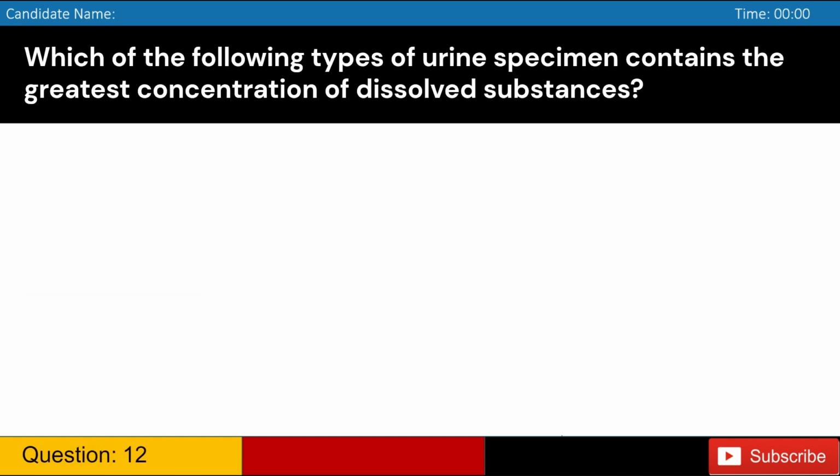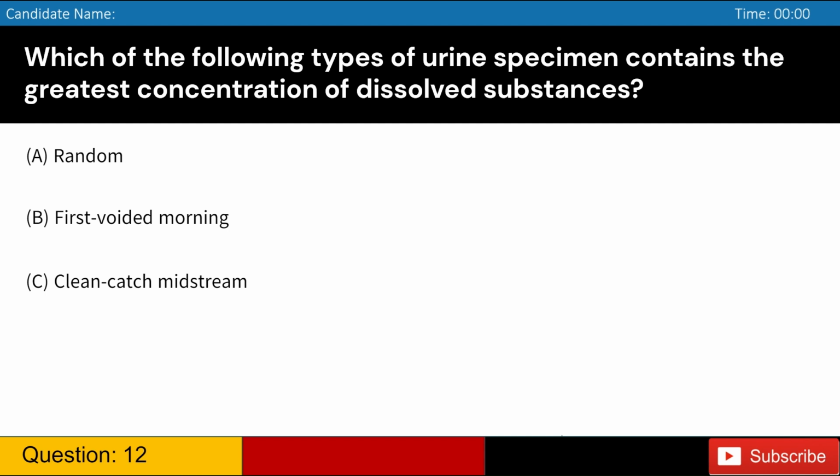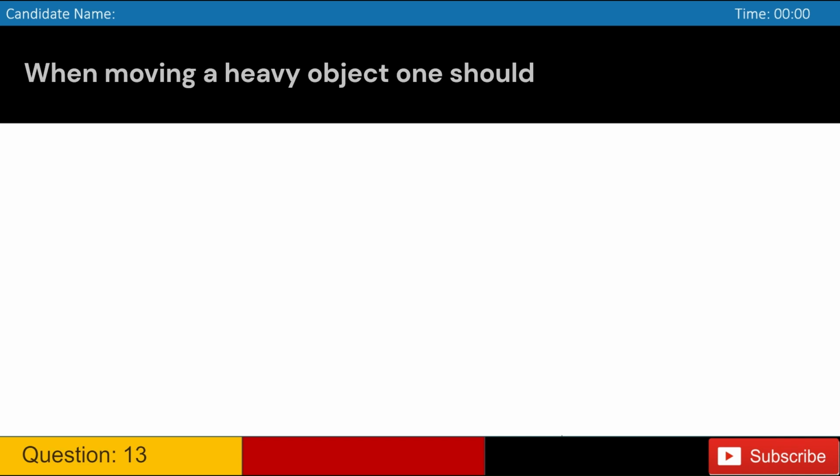Which of the following types of urine specimen contains the greatest concentration of dissolved substances? A. Random. B. First voided morning. C. Clean catch midstream. D. 24-hour. E. Second voided. Answer B. First voided morning. When moving a heavy object, one should A.